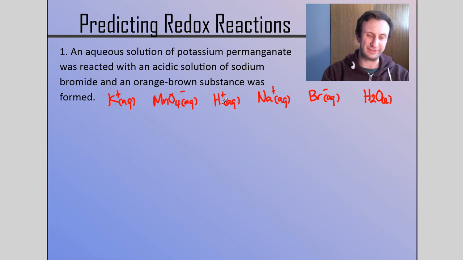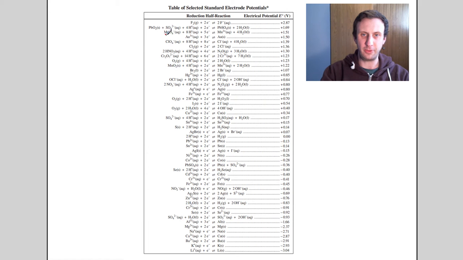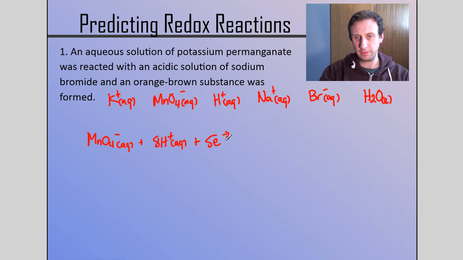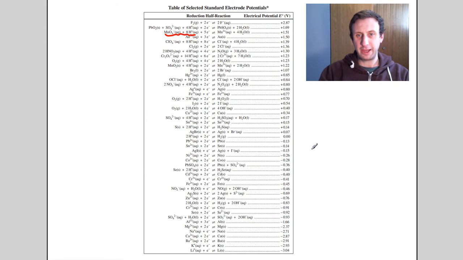As soon as I see permanganate and acid, I know what my OA is. If I go to this right here, I know that this is going to be my SOA, right? I have my permanganate, my 8H positive. So MnO4 minus aqueous plus 8H positive aqueous plus 5 electrons makes for me Mn2 positive aqueous and 4 H2Os. Okay, so that is my reduction half reaction.